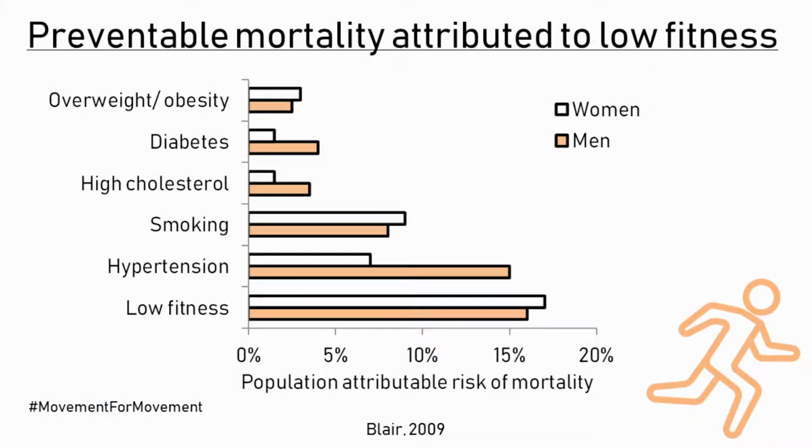Low fitness is often used as a surrogate marker for physical activity, as it can be objectively measured and is significantly influenced by the amount of physical activity undertaken by an individual, although it is also affected by genetics. This graph shows the population attributable fractions for all-cause mortality for each risk factor mentioned earlier. The attributable fraction is a statistical estimate of the number of deaths in a population that would have been avoided if a specific risk factor had been absent.